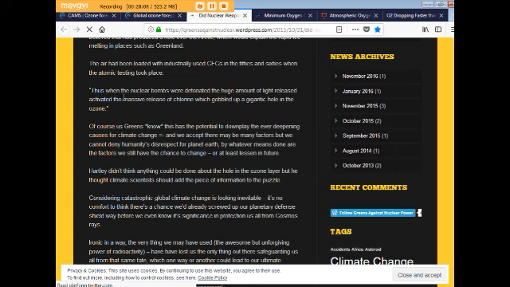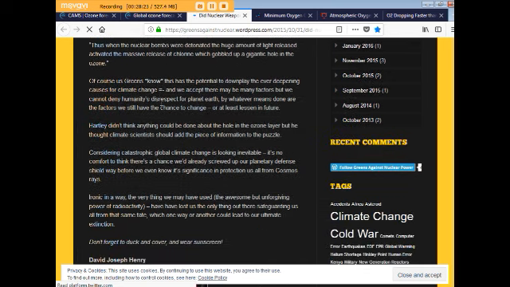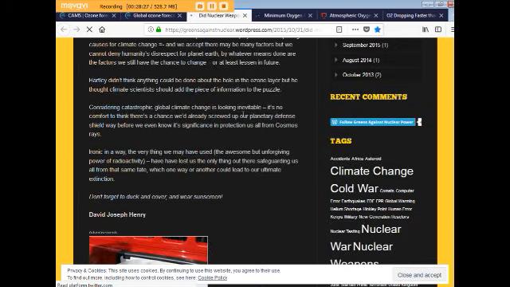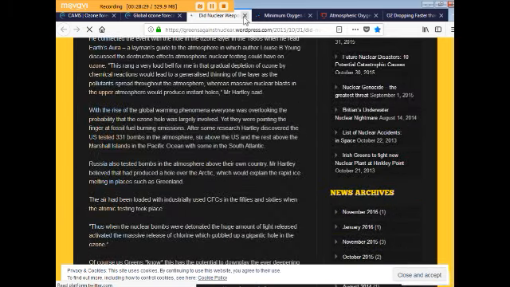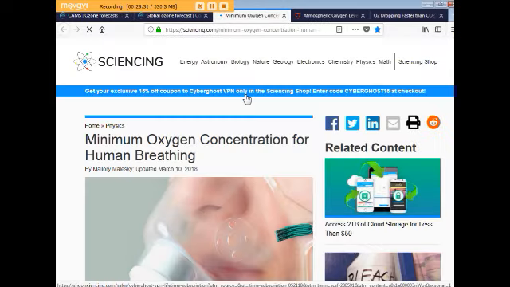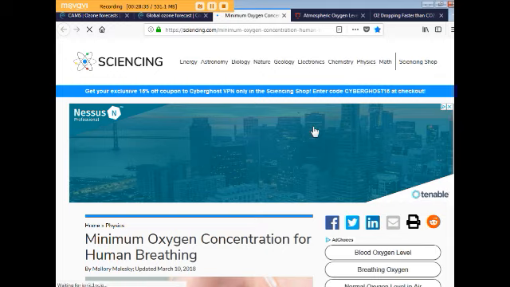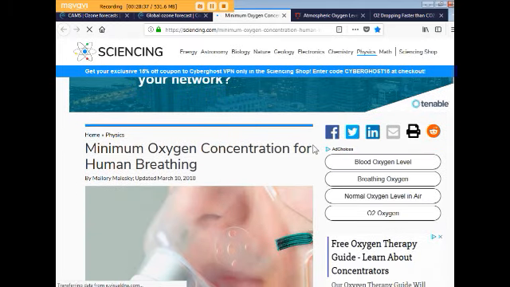Thus, when the nuclear bombs were detonated, the huge amount of light released activated the massive release of chlorine, which gobbled up a gigantic hole in the ozone. So, there's that. And now we're going to look at oxygen, because our oxygen levels are falling as well.